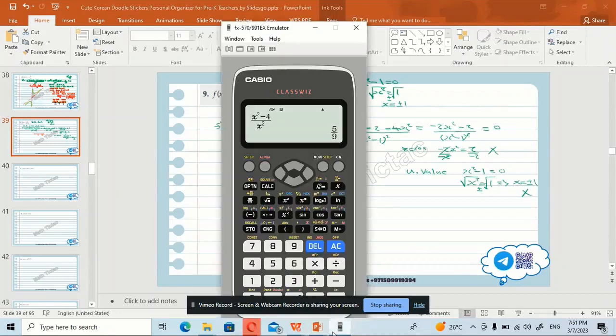So on the calculator, we have -2 times x squared minus 2 over x squared minus 1.